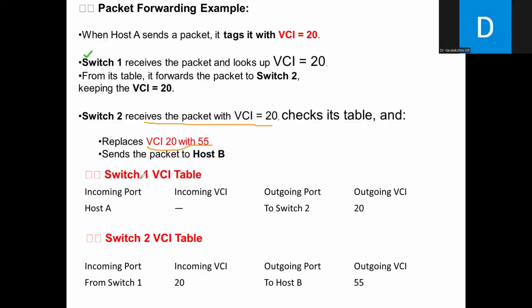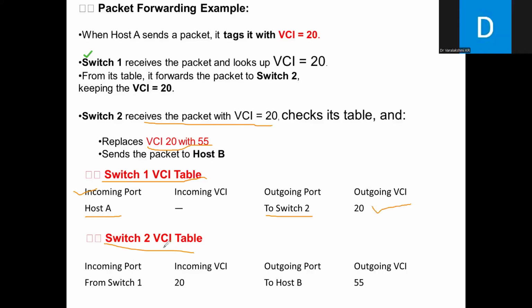Similarly, in this example we have taken two switches, switch 1 and switch 2. You can see the fields it has, which include the incoming port. I need to start from host A. It has to go out to the next switch, switch 2. What is the outgoing VCI? As an example we have taken 20.